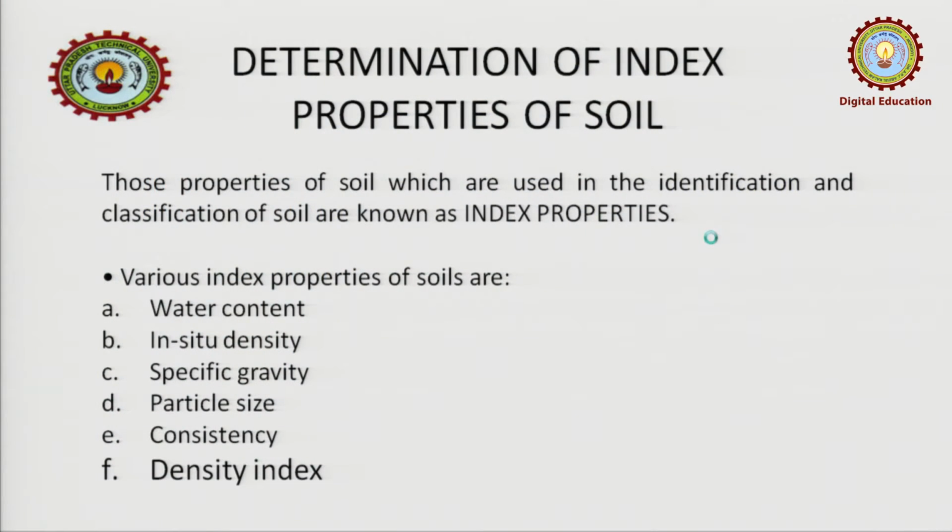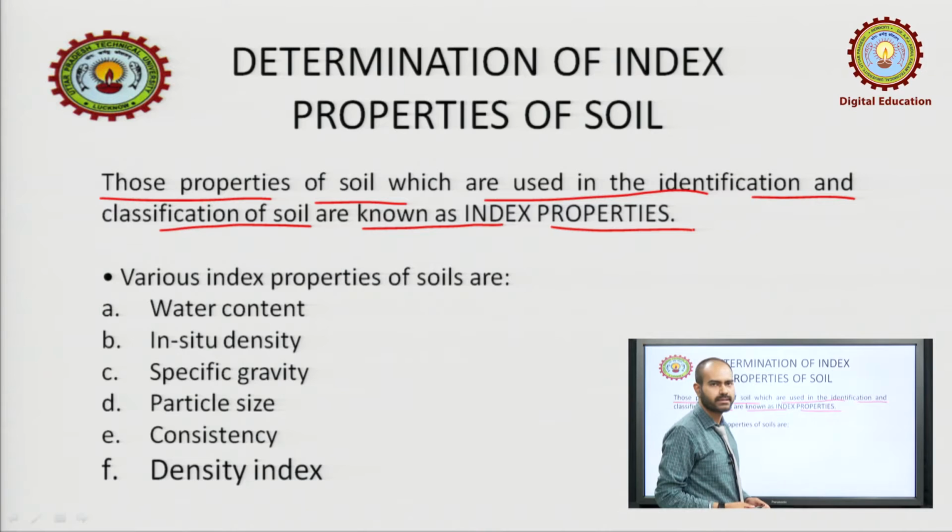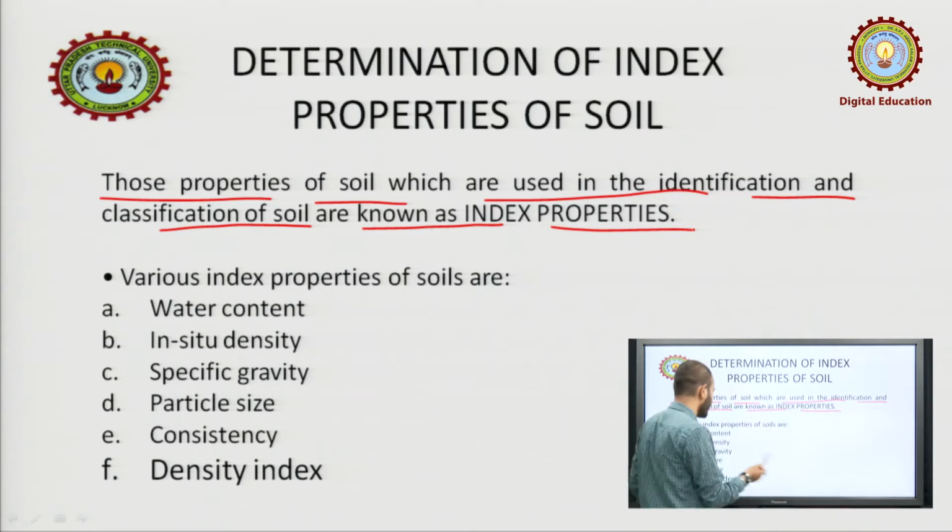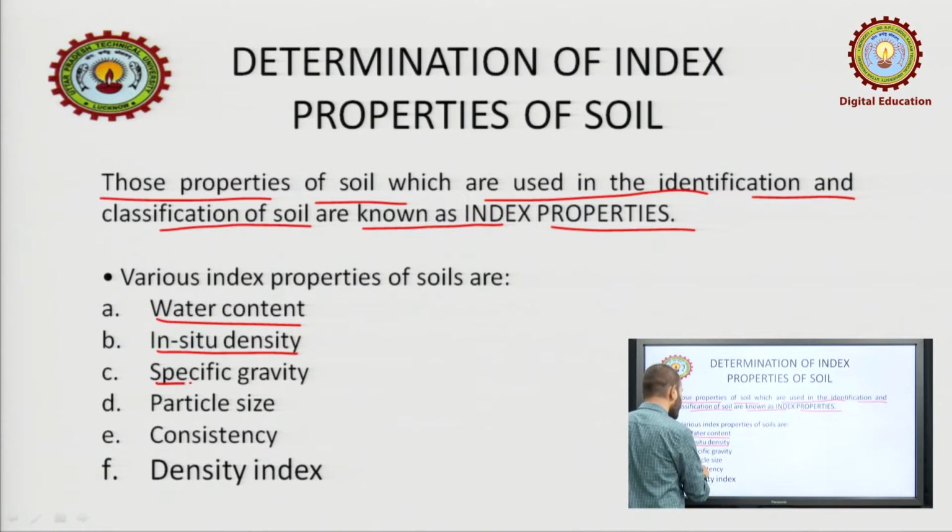Determination of index properties of soil. Okay. Let us see those properties of the soil which are used in the identification and classification of the soil, known as index properties. What does this mean? Means if a soil is given to us and we are to classify it or see what kind of soil it is, then what will we do? What will we check in that soil or how will we classify? We will first of all see the water content, density of the soil, specific gravity, particle size, consistency, density index. Okay. These are all the index properties.